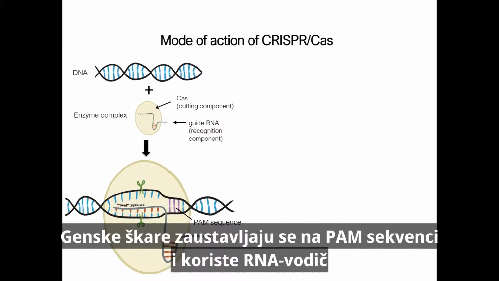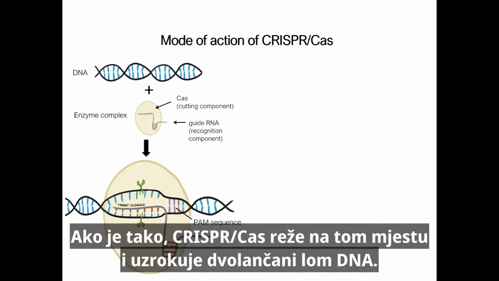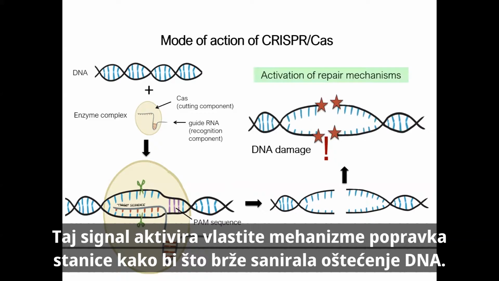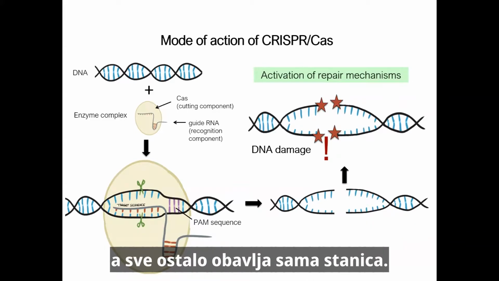The gene scissors stop at the PAM sequence and use the guide RNA to check whether the DNA sequence in front of it matches its sequence. If this is the case, CRISPR-Cas cuts at that part and mediates a DNA double-strand break. The double-strand break is a DNA damage and an alarm signal for the cell. This signal activates the cell's own repair mechanisms to close the DNA damage as quickly as possible. The main function of CRISPR-Cas is to generate a DNA double-strand break. Everything else is done by the cell itself.